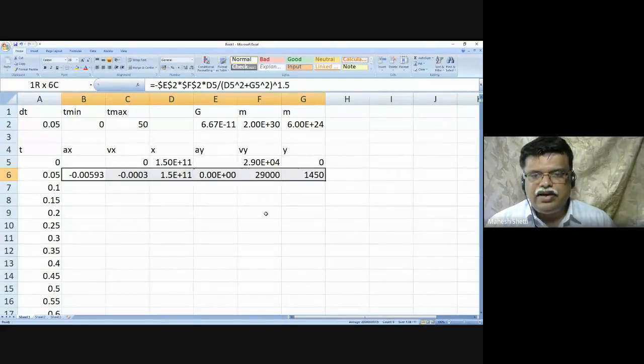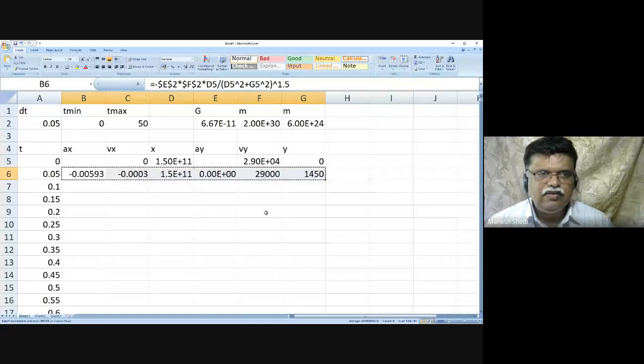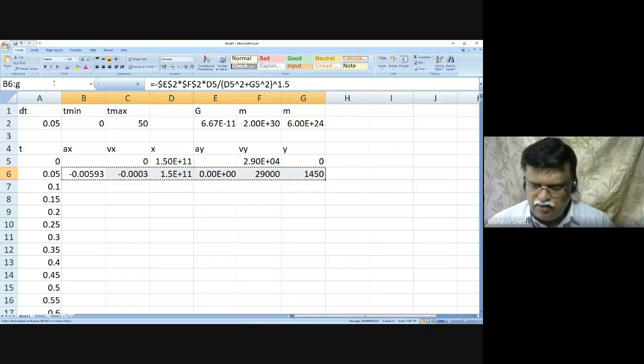Let me iterate all this up to, say, 1005.